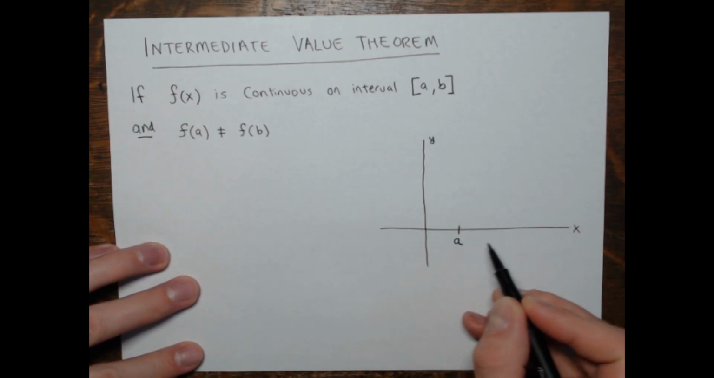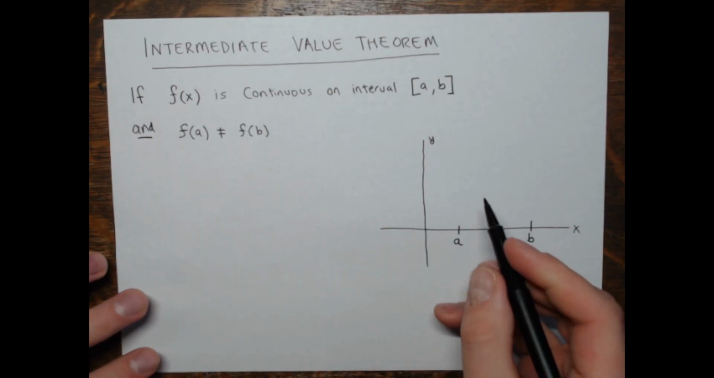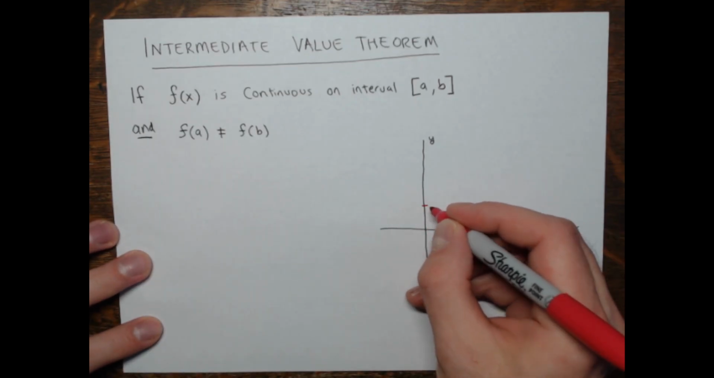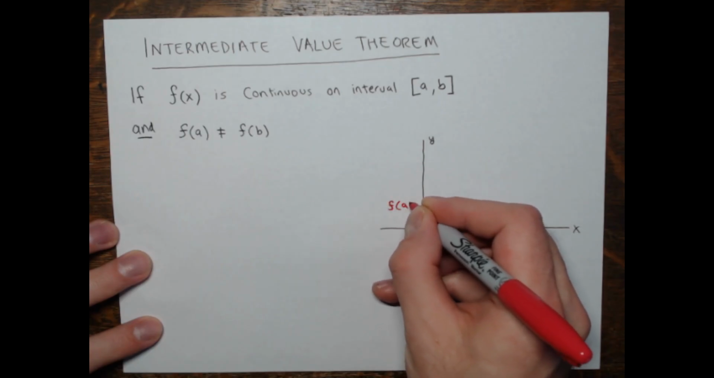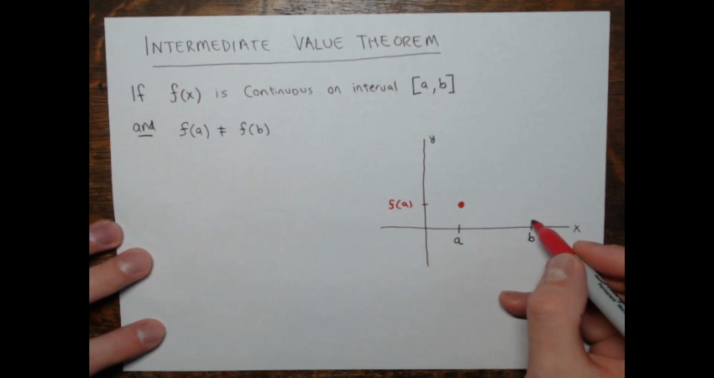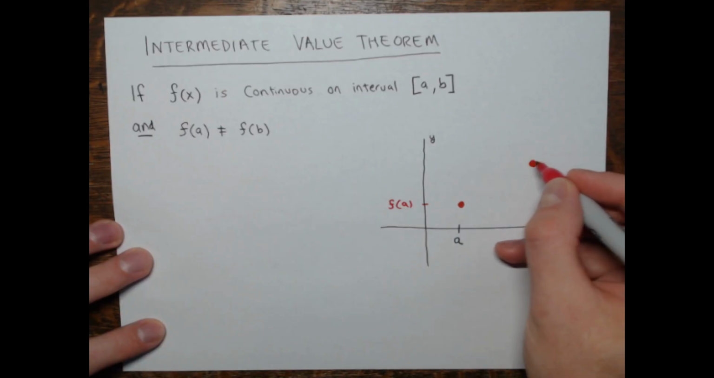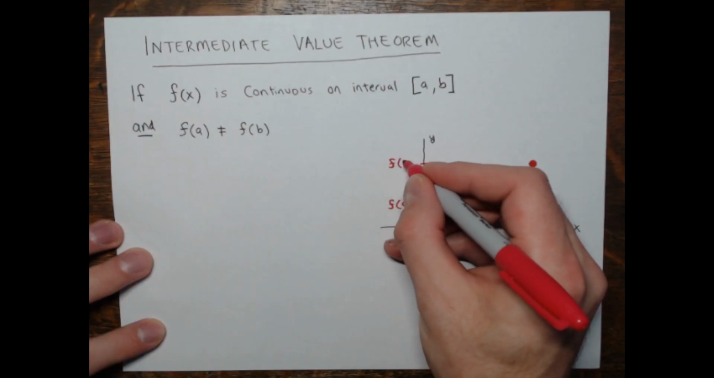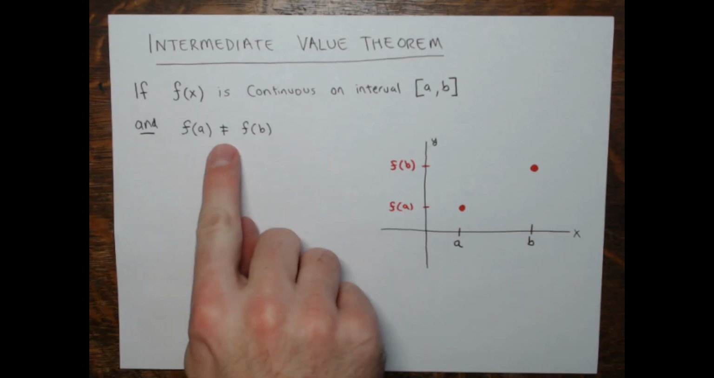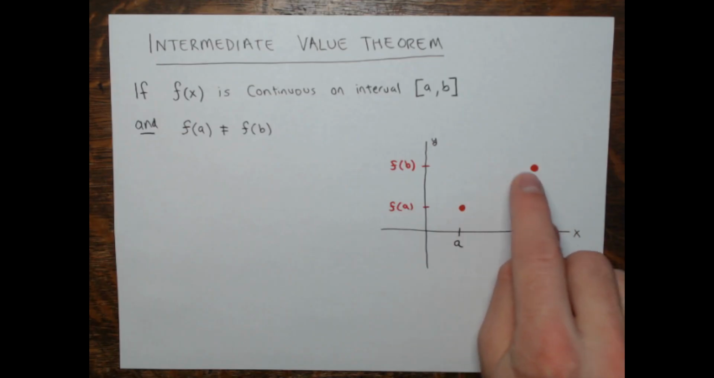So x equals a to x equals b, and then say the value of f at a is here. Right? So here's the value of f at a on the left end, and as long as the value of f at b is different, right? So it could be higher, could be lower. I'll just make it higher. So here's f at b. So I got that. That's this condition. So the value at both ends is different.